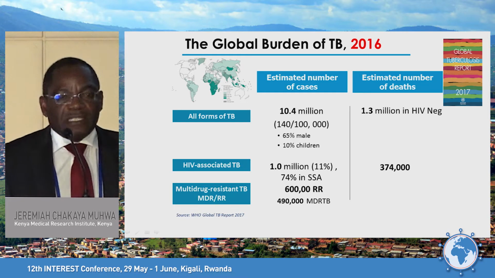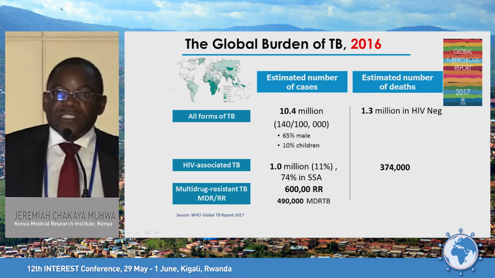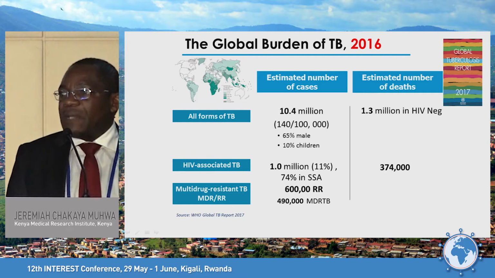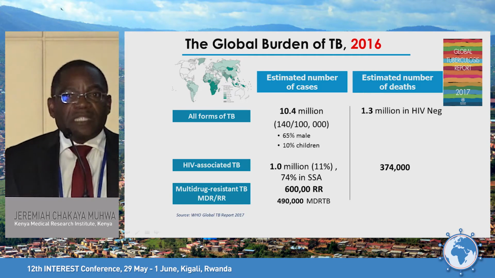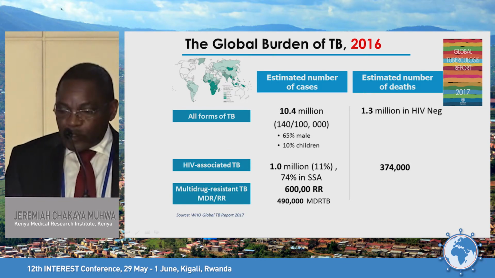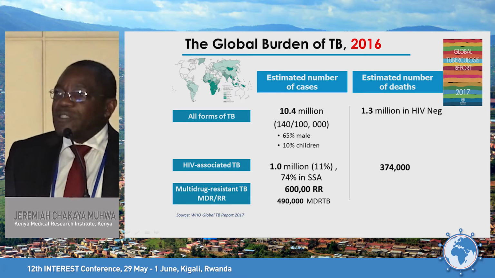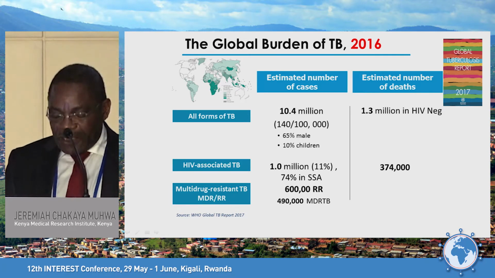In terms of TB that is associated with HIV, there were about 1 million cases of TB, which forms about 10% of the total burden of TB. And unfortunately, 74% of those cases are in sub-Saharan Africa.